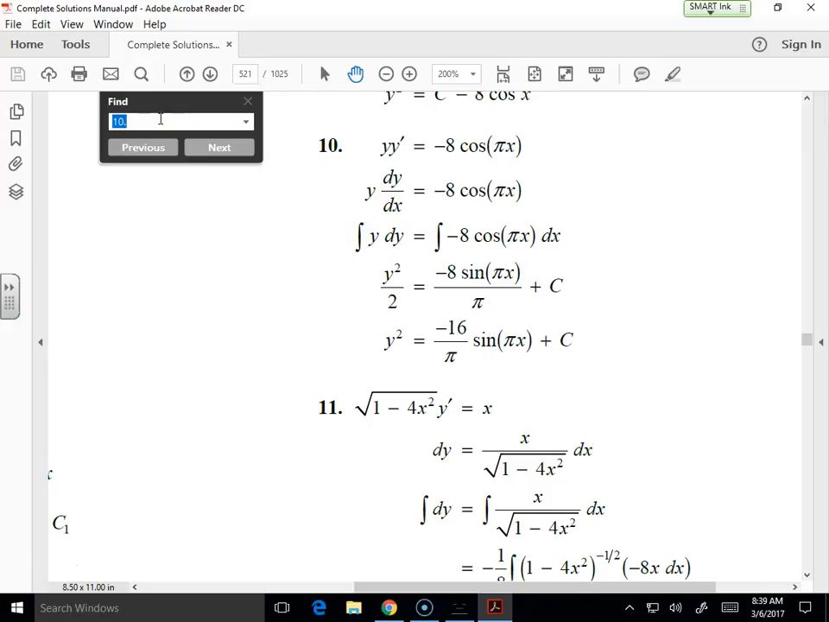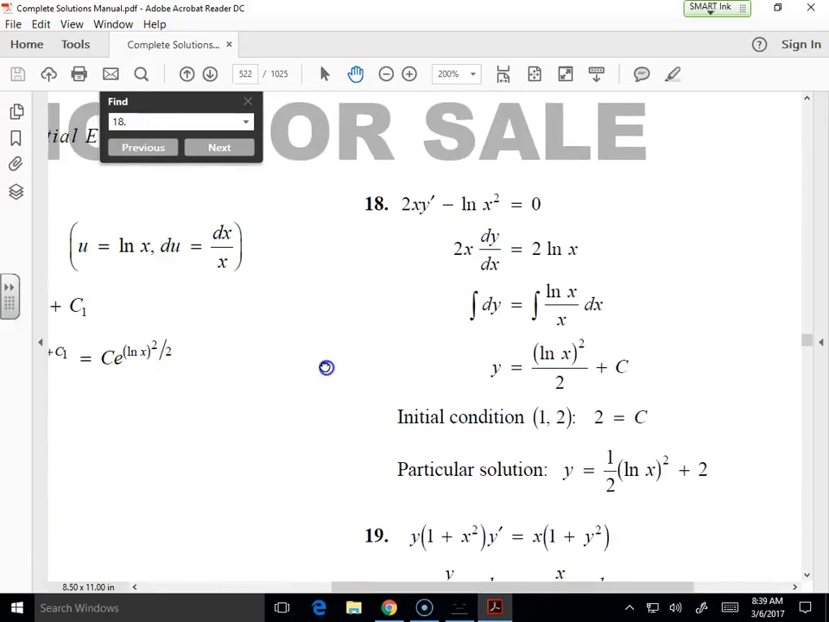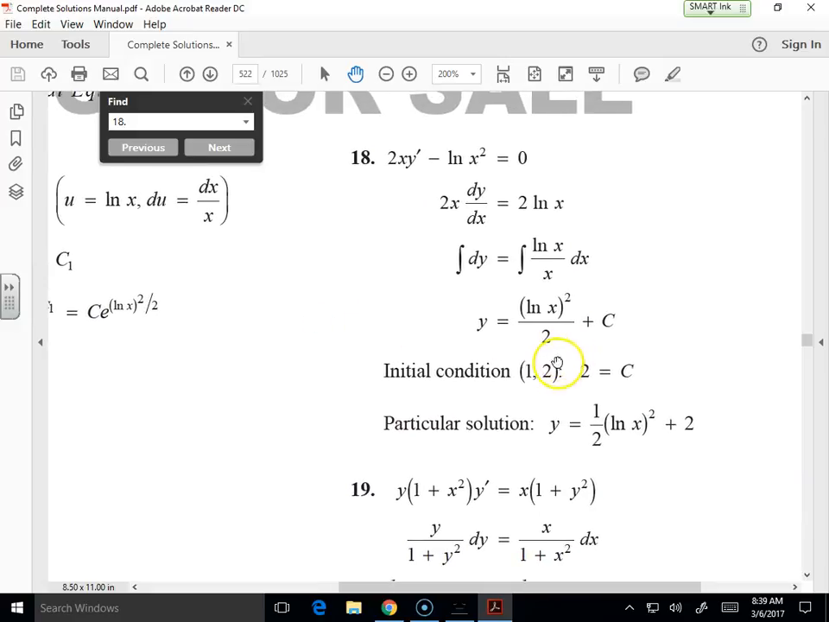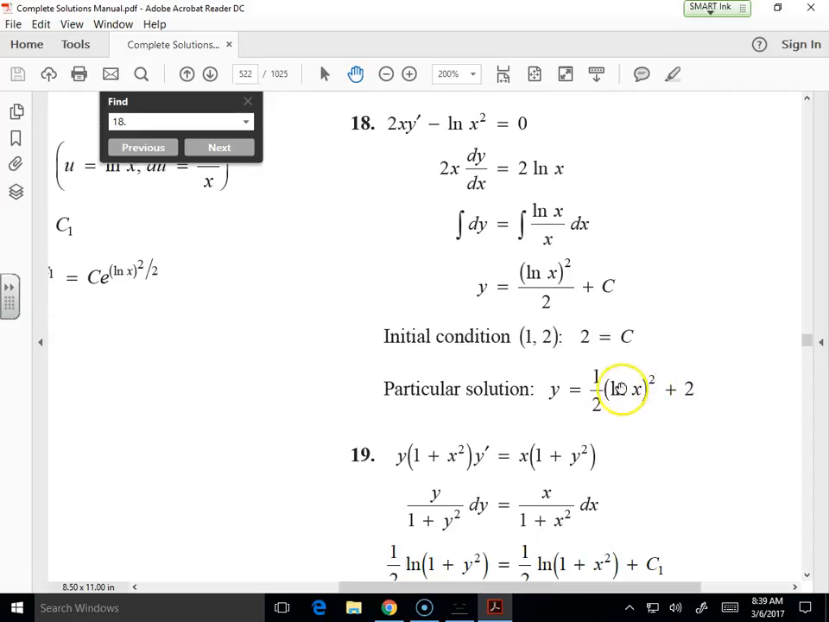What's next? 18? Using your clue, solving for your c and plugging in, you should have gotten 1/2 (ln of x) squared. You could not bring down that 2 because that 2 is not with the x. That squared is for the entire ln. It had to stay that way, but then plus 2 was your initial condition.